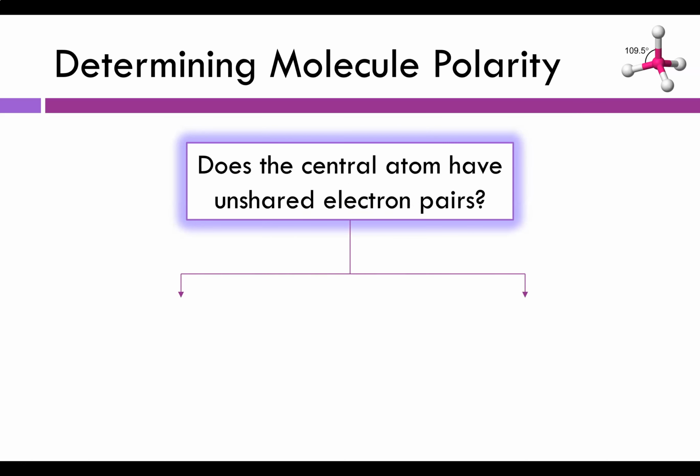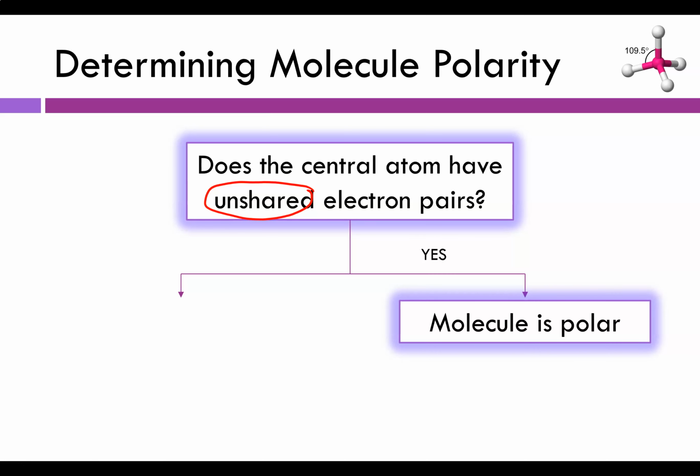So really at the heart of determining polarity is drawing the correct Lewis structure. Got to make sure that you're remembering those unshared electron pairs, in particular, especially on the central atom. So the first thing we'll look at is, does the central atom have unshared electron pairs? If it does, there is an extremely high likelihood that the molecule is polar.